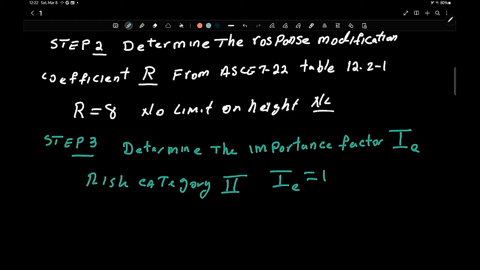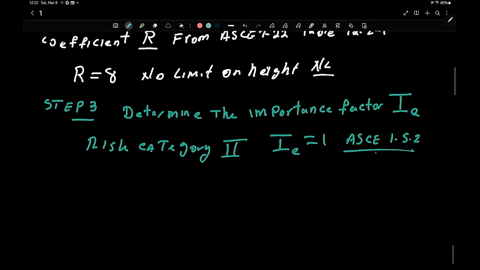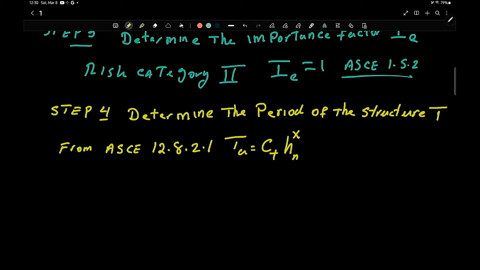Okay, so we're going to find IE, and our risk category IE is equal to 1, and that comes from ASCE table 1.5.2. This is easy to find. You already know this because we did the wind design, so I'm not going to go over this step. And you can find it from that table. Okay, we're going to go to step number 4.